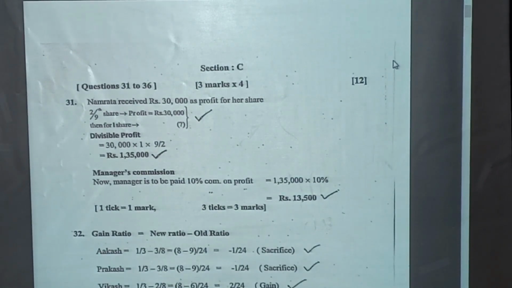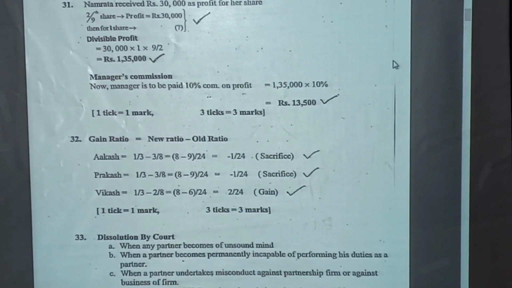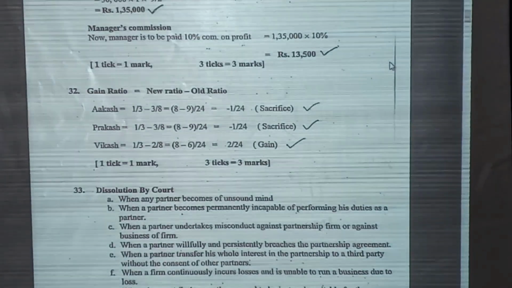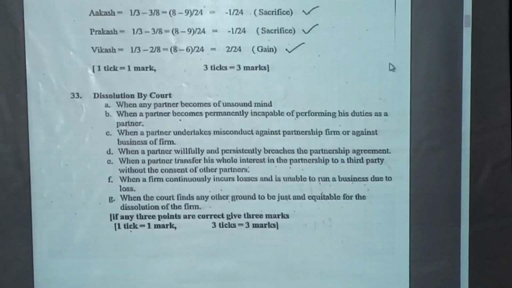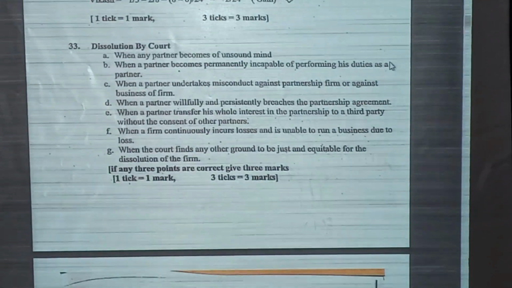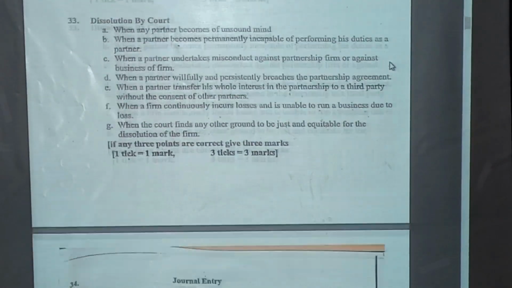After that, Section C has questions number 31 to 36. From these 6 questions, students need to attempt 4 questions, and each question carries 3 marks for a correct answer. How students can get maximum marks is indicated on the screen: for 1 tick students get 1 mark. So in questions 31 and 32, you can have 3 ticks, and for 3 ticks you can get 3 marks. So in this section, for getting 3 marks, students need 3 correct ticks.